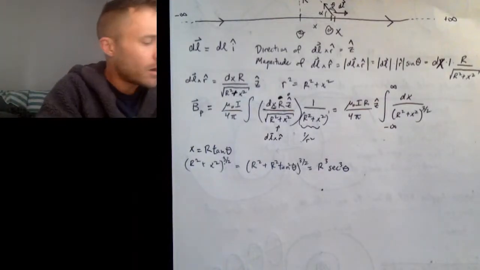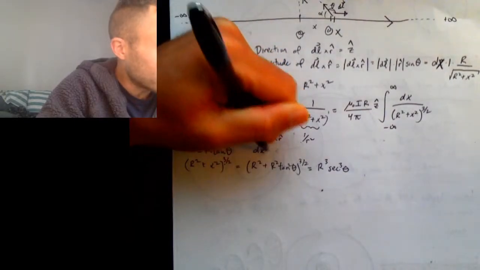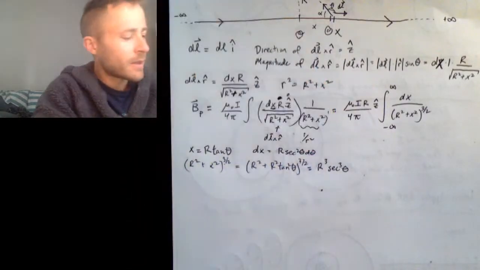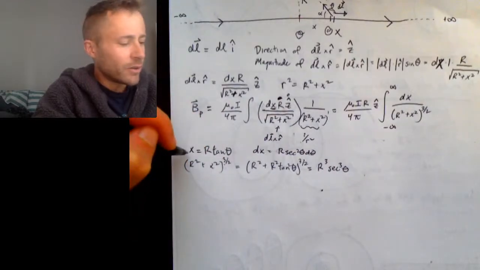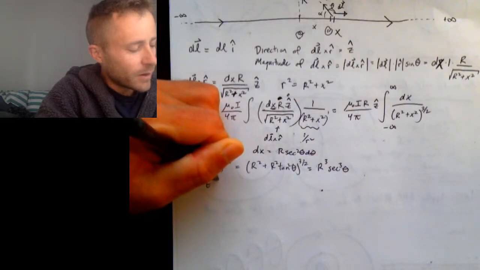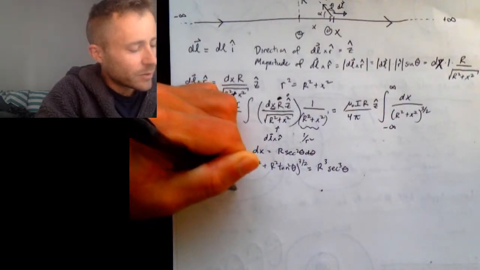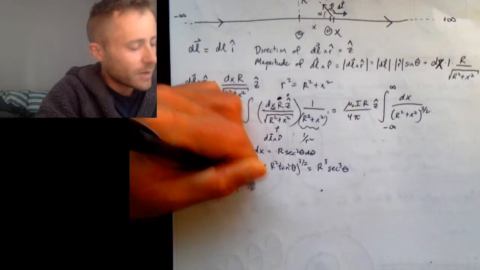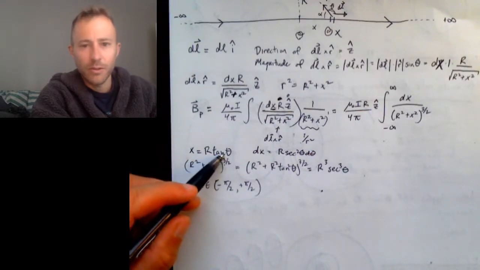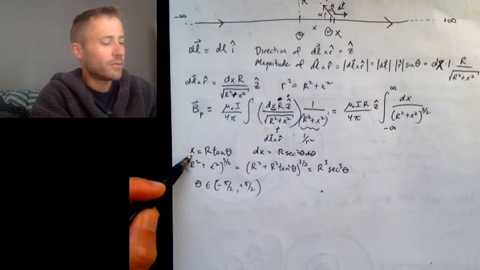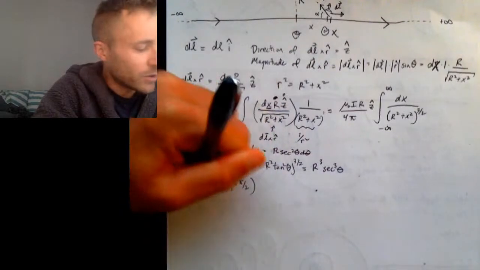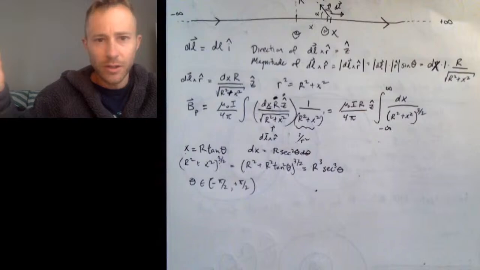Okay. And then furthermore, dx is going to be r secant squared of theta d theta. And then our limits of integration, theta goes from minus pi over 2 to plus pi over 2. Why? Because as x goes to plus infinity, theta goes to plus pi over 2. And as x goes to minus infinity, theta goes to minus pi over 2. So this is trig substitution. If you don't understand that, don't worry about it. Just plug it into your calculator. All right.